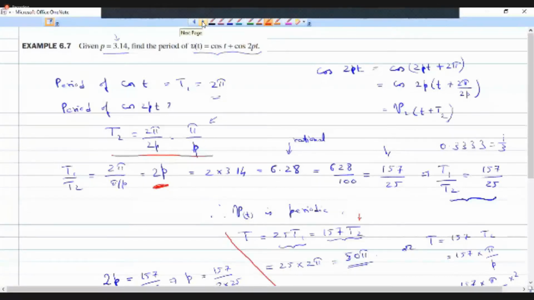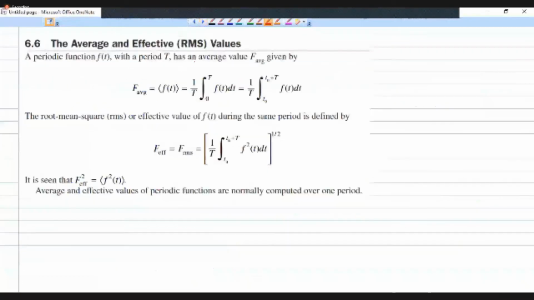Another concept that we need in our network analysis course is the concept of average value and effective value. So another name for effective value is the RMS value. Okay. So what is it? Let me read this sentence. A periodic function f of t with a period, that is time period capital T, has an average value f average, which is given by 1 by the time period integral over the time period, integral 0 to T f of t dt. Okay.